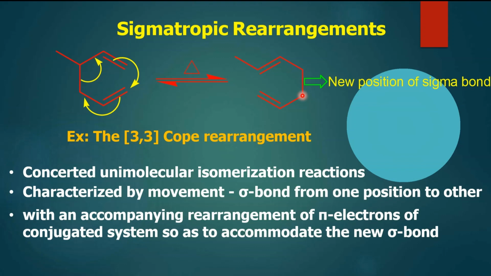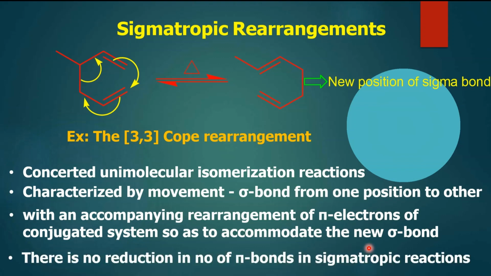The accompanying rearrangement of pi electrons has taken place, and the new sigma bond has been formed, and the double bonds in the starting material and the products remain the same. The sigma bond has been shifted from one position to another position. That's why it is called sigmatropic rearrangement.